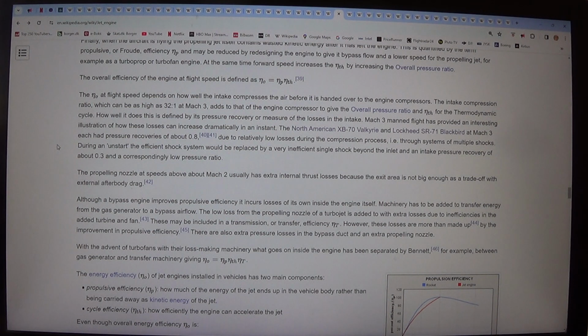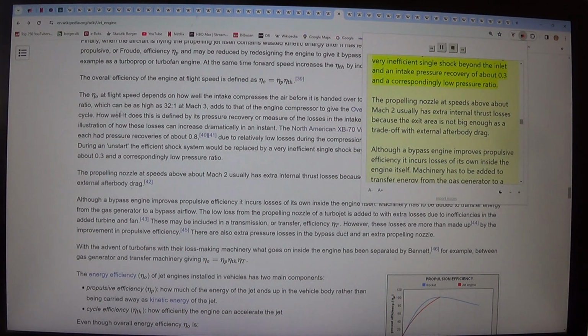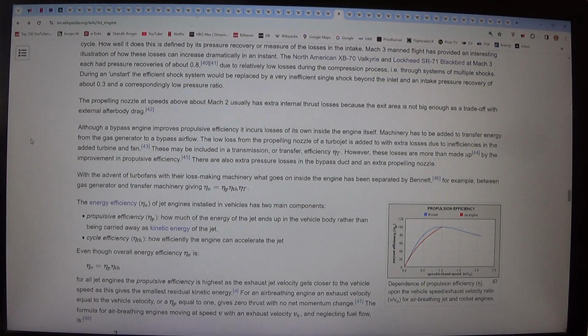The North American XB-70 Valkyrie and Lockheed SR-71 Blackbird at Mach 3 each had pressure recoveries of about 0.8, due to relatively low losses during the compression process, i.e. through systems of multiple shocks. During an unstart the efficient shock system would be replaced by a very inefficient single shock beyond the inlet and an intake pressure recovery of about 0.3 and a correspondingly low pressure ratio.